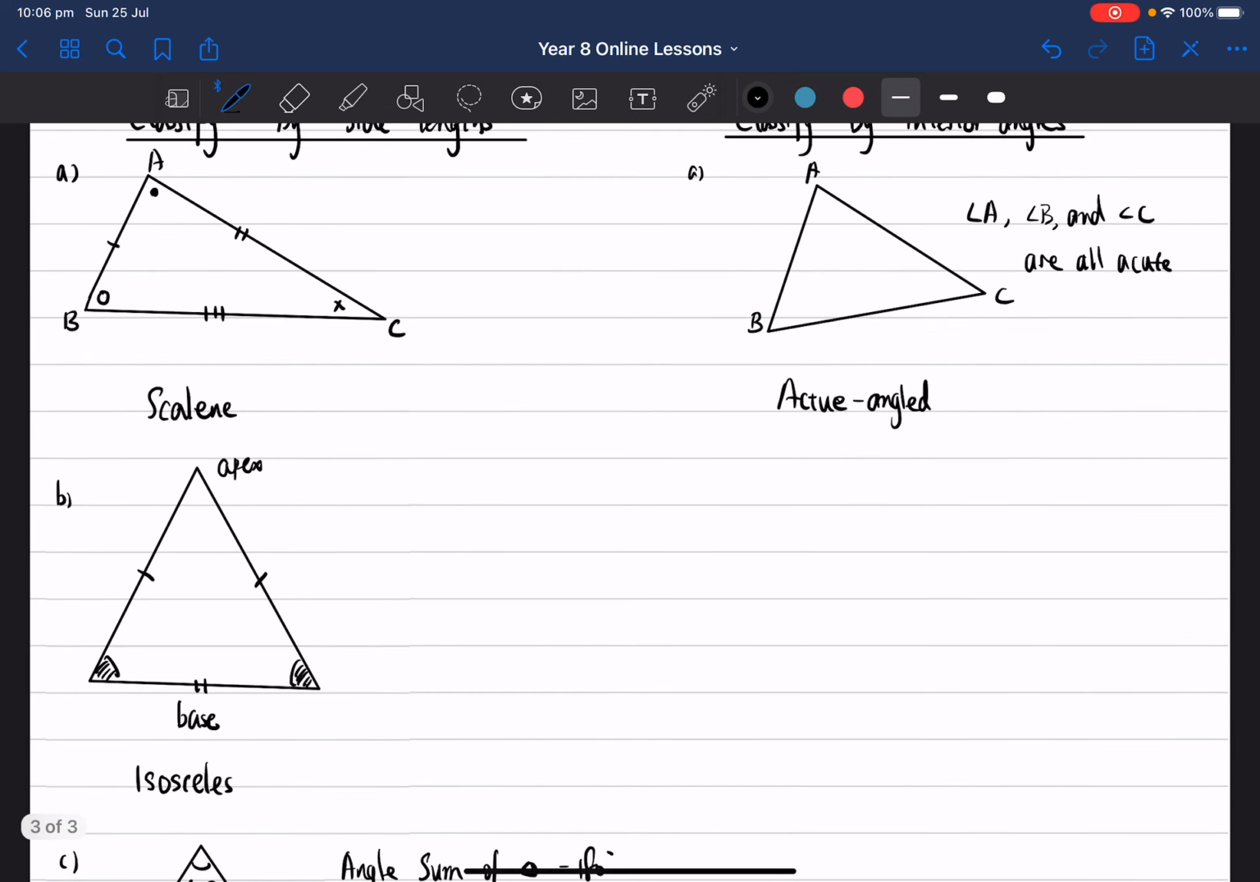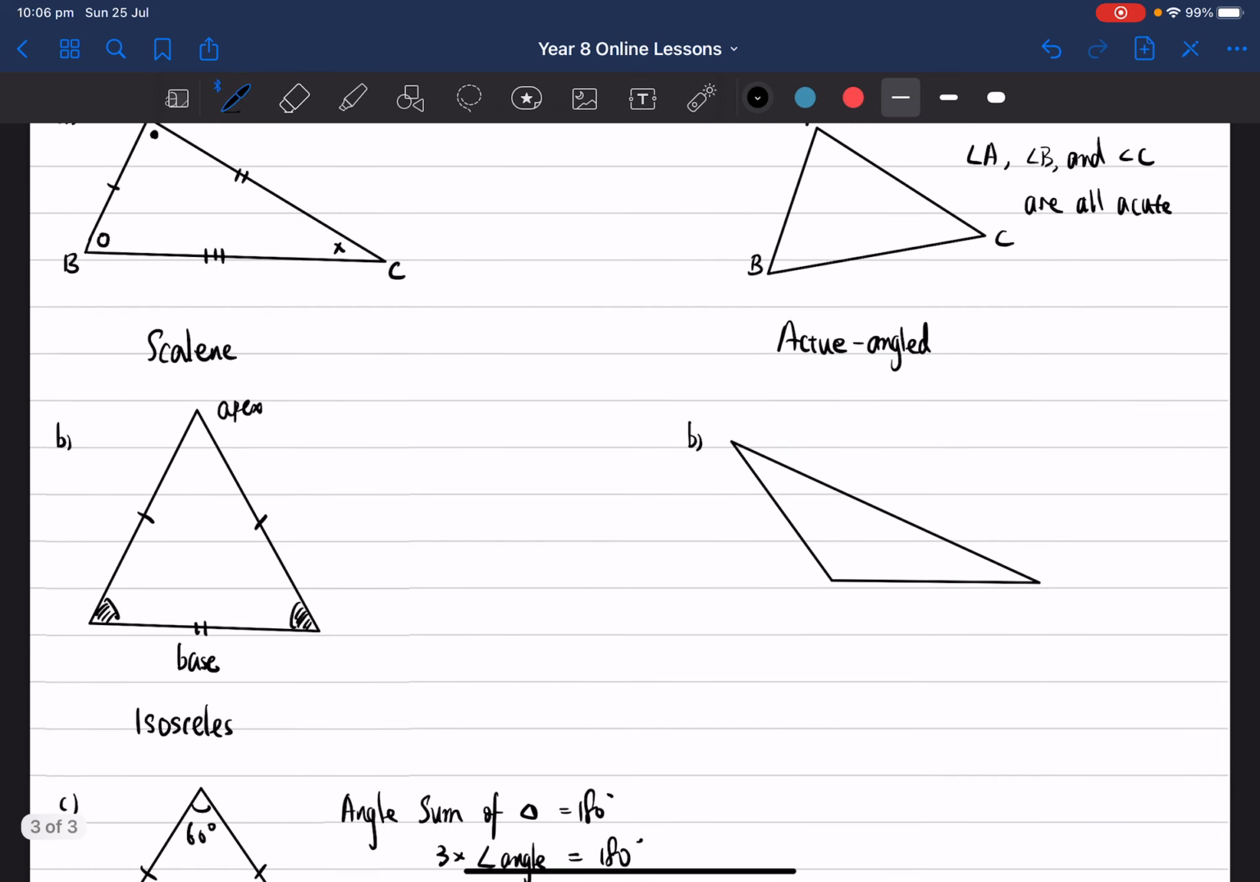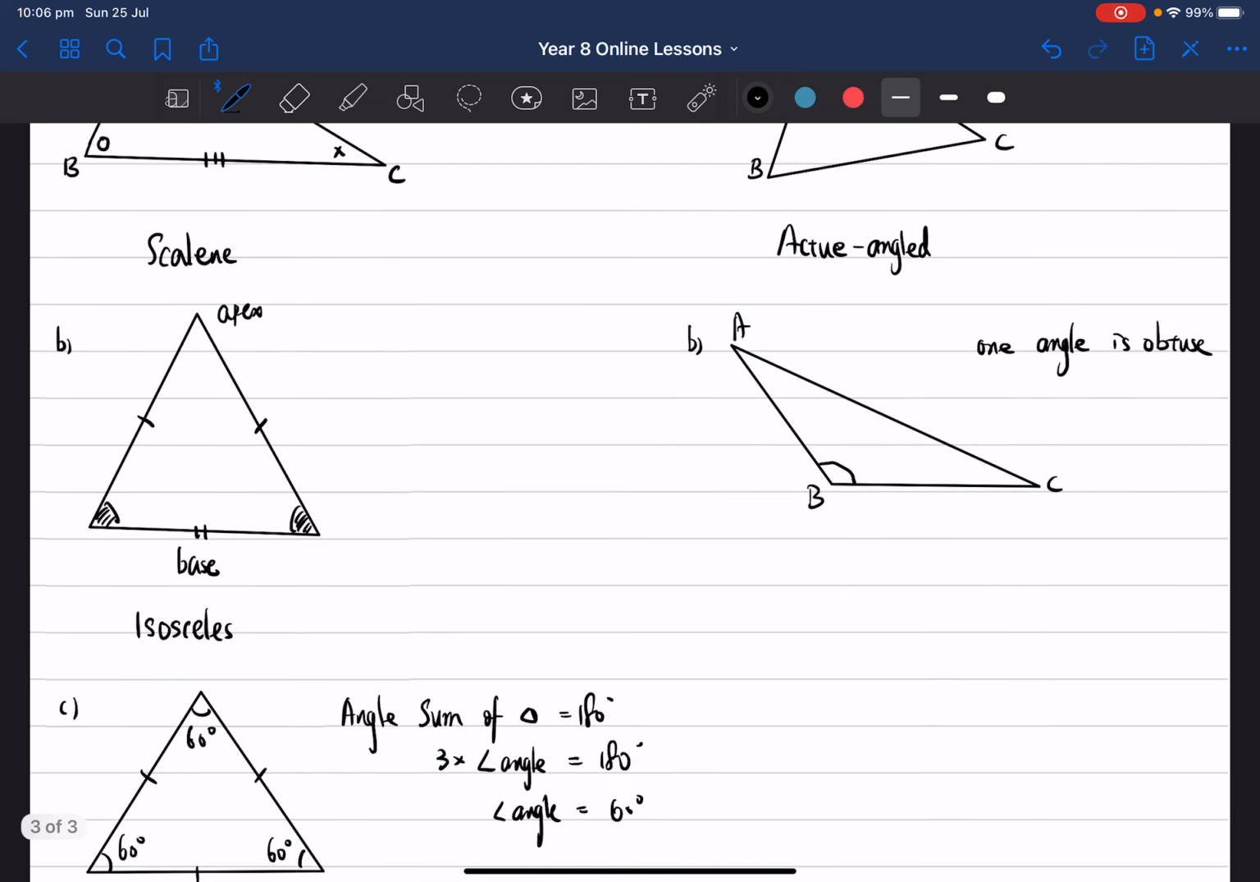The next one is when we have one angle that's more than 90 degrees, which is an obtuse angle. You can only have one angle that's more than 90 degrees. You can't have two angles more than 90 degrees, otherwise the total would be more than 180 degrees, which makes no sense. You can't form a triangle like this. So if one angle, doesn't matter which one, is obtuse, then we call this an obtuse angled triangle.